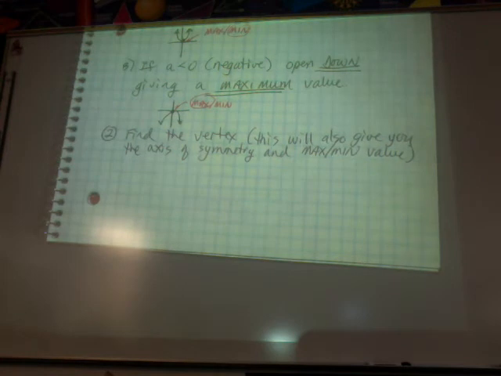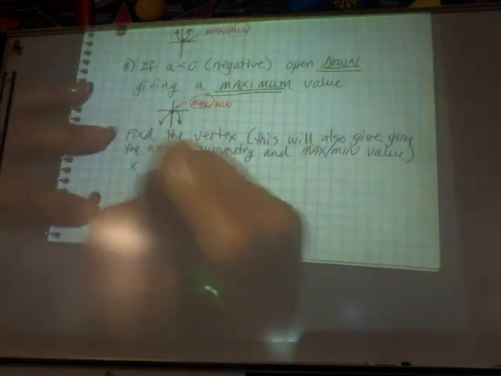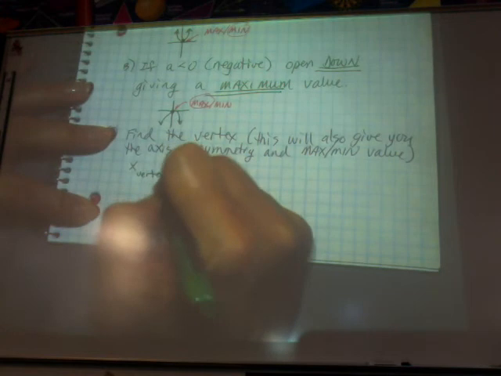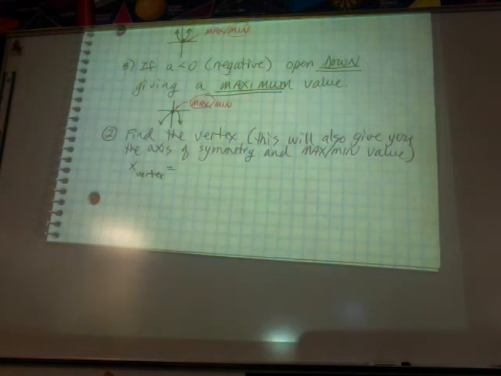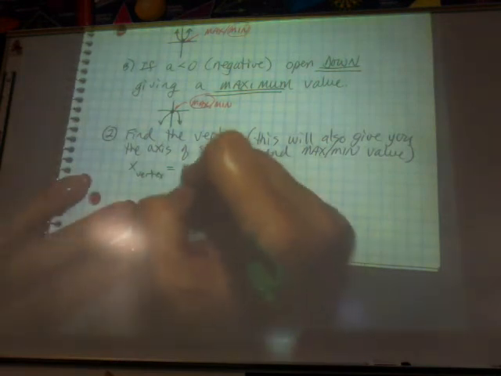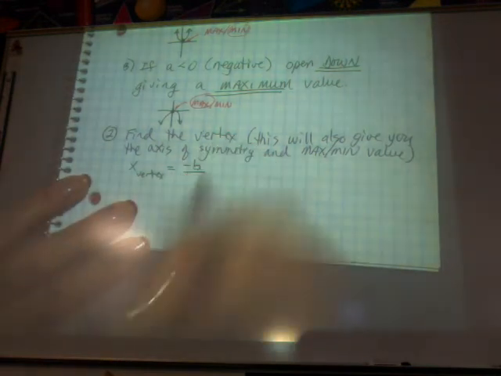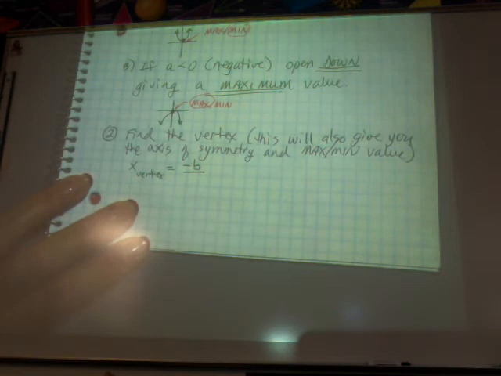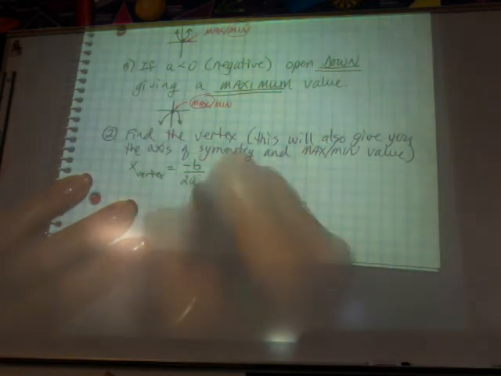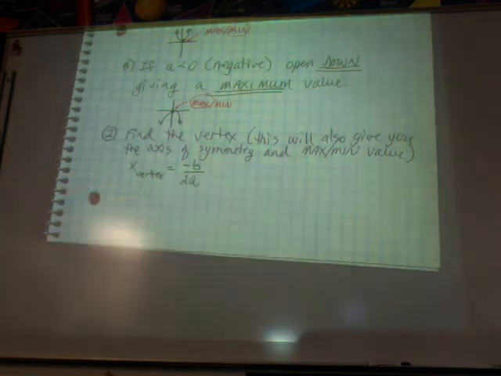So here's how you're going to find it. The x value of your vertex has the following equation. So the x value of the vertex, not the y, but the x value of the vertex is the opposite of b. Notice that I read it as the opposite of b and not negative b. The opposite of b divided by 2a. You need to memorize that.